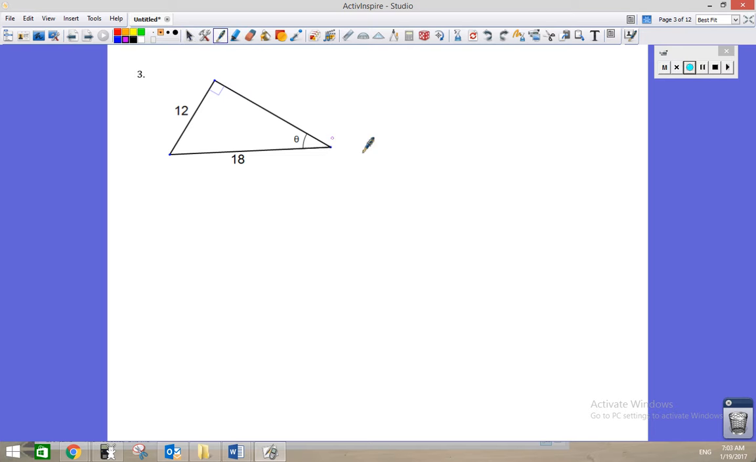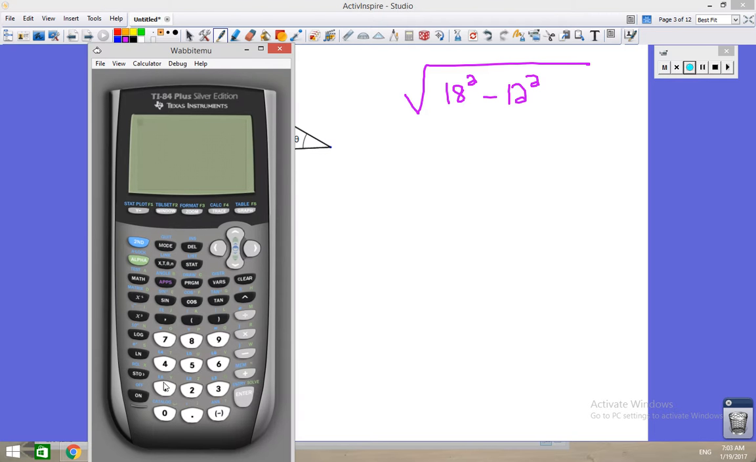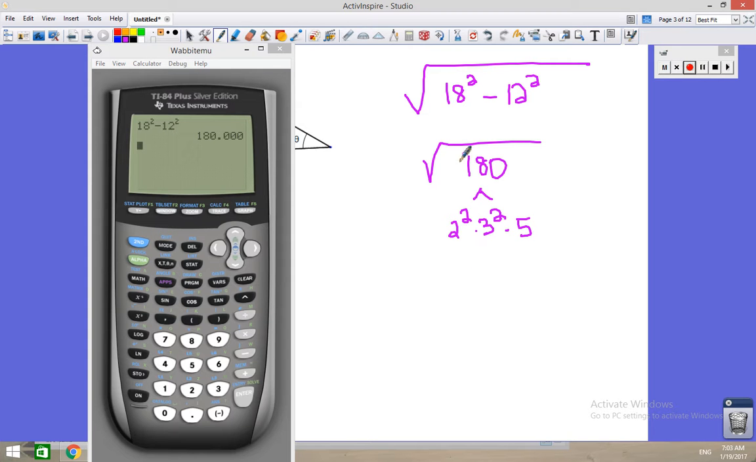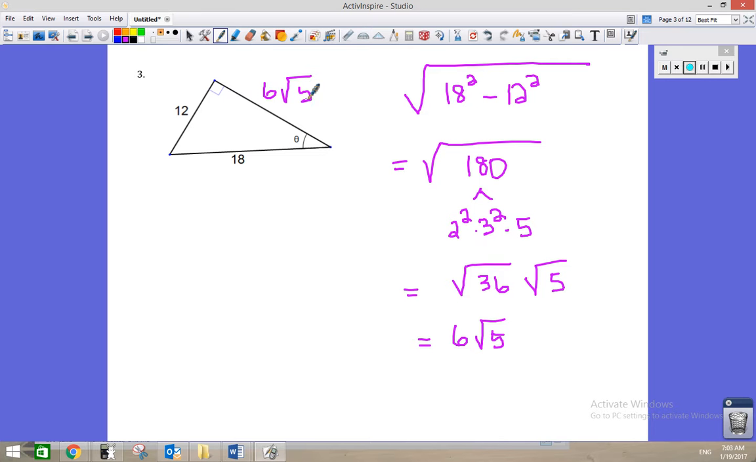To find the length of this missing side is the square root of the hypotenuse squared minus 12 squared. So let's jump to a calculator. What is 18 squared minus 12 squared? 180. And 180 breaks down to what? 2 squared times 3 squared times 5, 4 times 9. So 36 is the biggest perfect square that divides 180. So the square root of 36 times the square root of 5, because 36 times 5 is 180, and the square root of 36 is 6. So this missing side has a length of 6 radical 5.